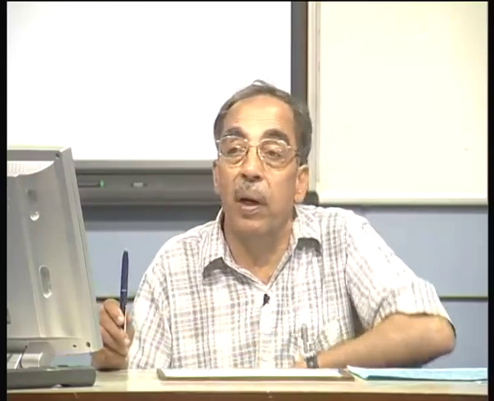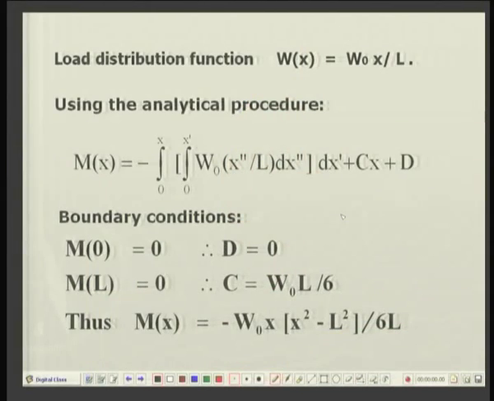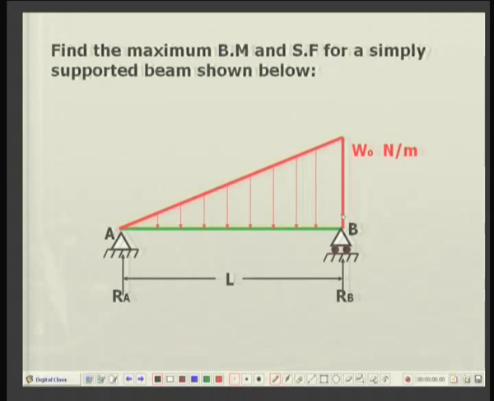So, having obtained these two reactions, now again we go back to the analytic solution, the load distribution function. Once again it is a triangular function, a linear function. So, it will vary from 0 to a maximum of W0. You can easily see that the load distribution function will be equal to W0 x divided by L.